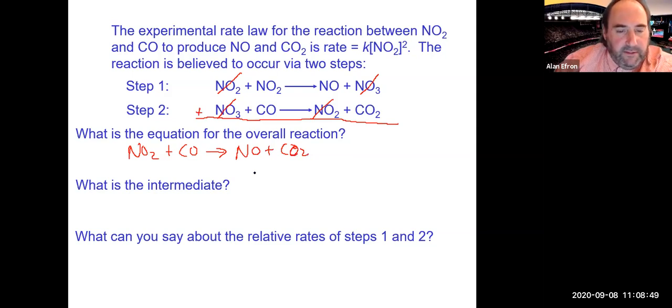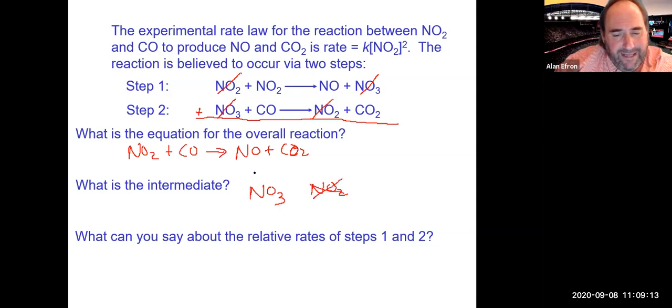So this is the overall reaction that is taking place in this particular case. Now, what is the intermediate? So the intermediate in this case is the NO3. Now, is the NO2 an intermediate? Those are two things that we did cancel out. And the answer is no.